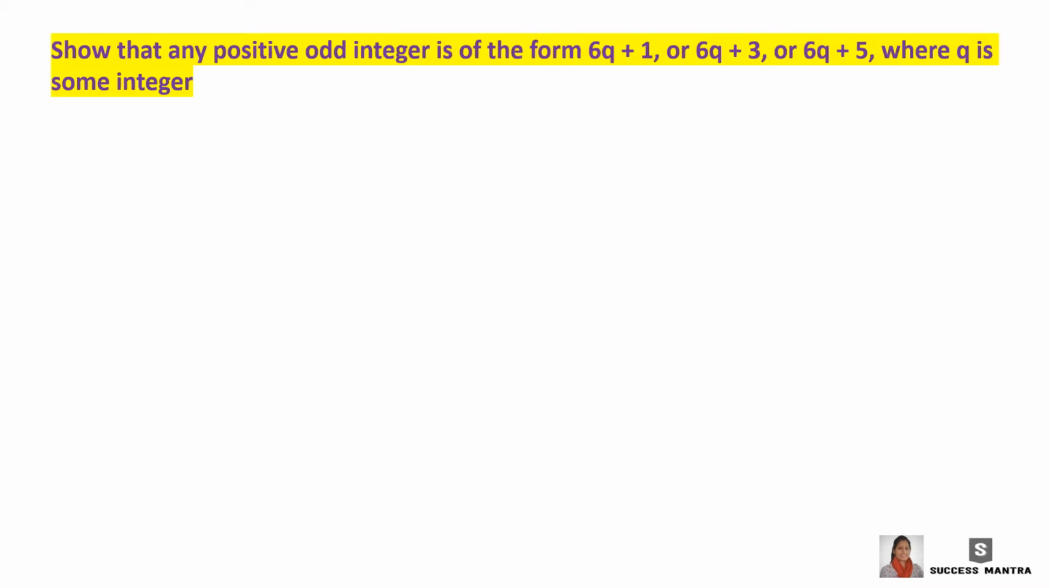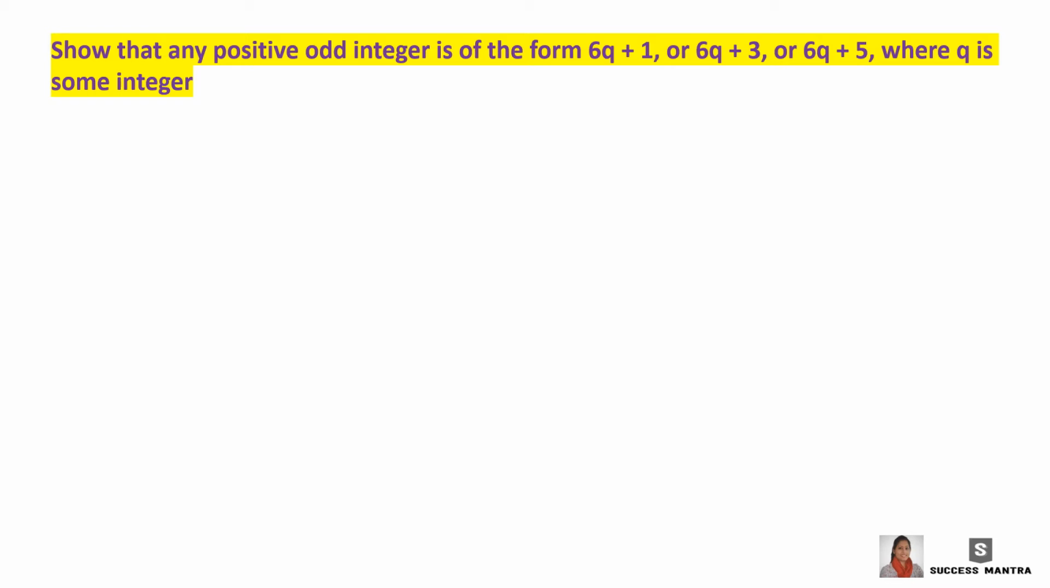So moving on to the next question, that is, show that any positive odd integer is of the form 6q plus 1 or 6q plus 3 or 6q plus 5, where q is some integer. We have done a similar problem in the previous video. So if you are sure that you watched the previous video, you are able to do this problem.